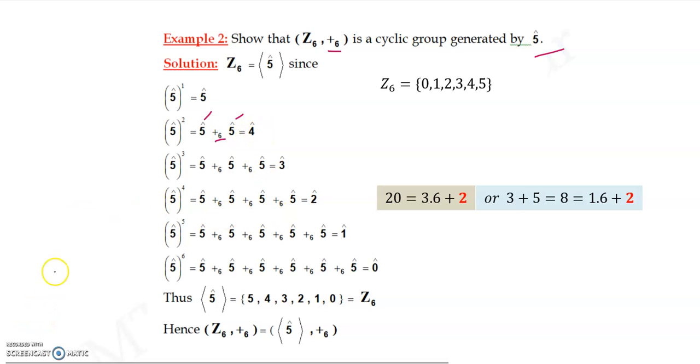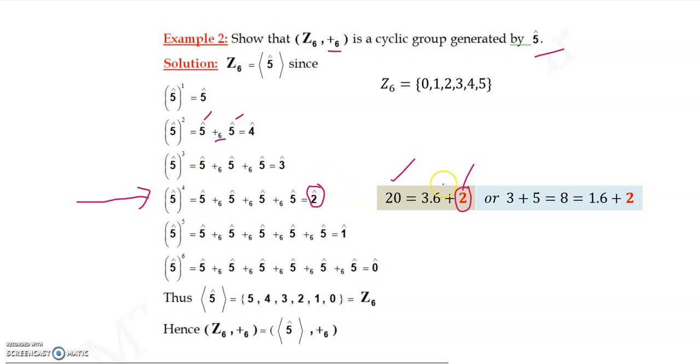I explained here in this example. You see here 5 power 4 means 5, 5, 5, 5. In between you apply addition modulo 6. Now 5, 5, 5, 5 means 20. So 20 is equal to 3 multiplied by 6, because here the modulo is 6, and the remainder is 2. That's why we are writing this 2 as the answer here.